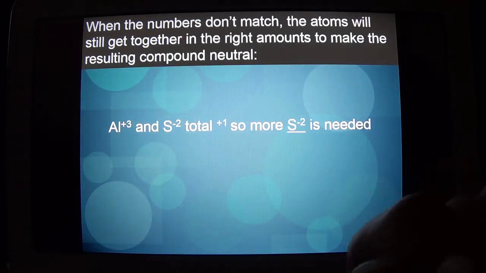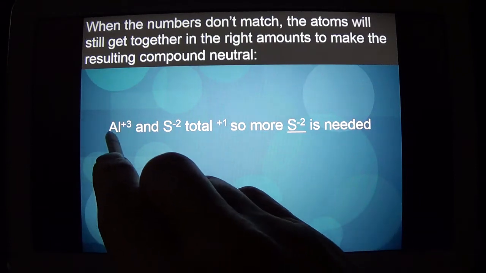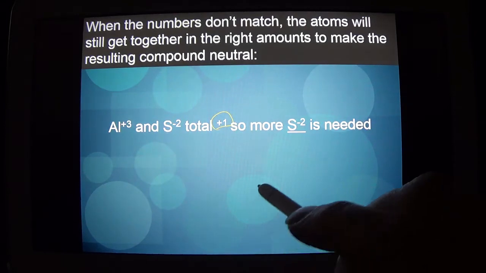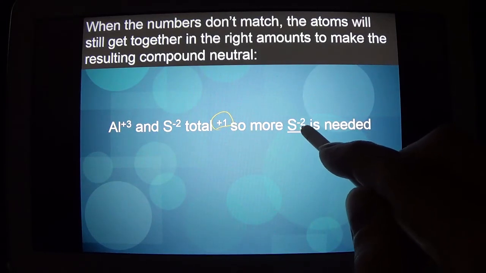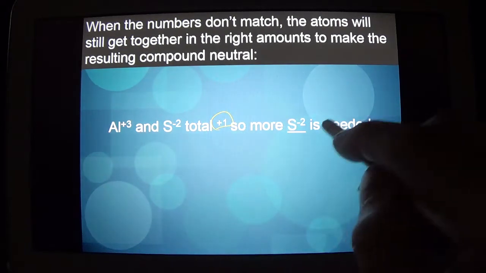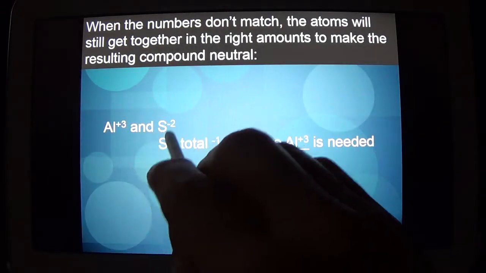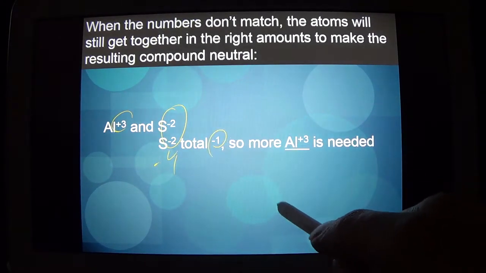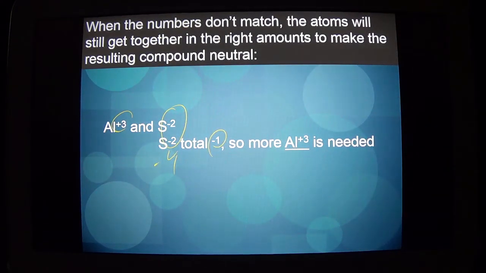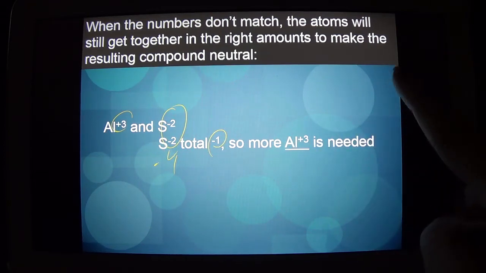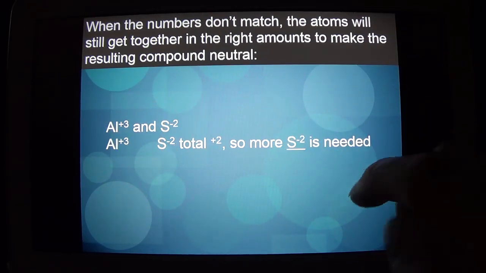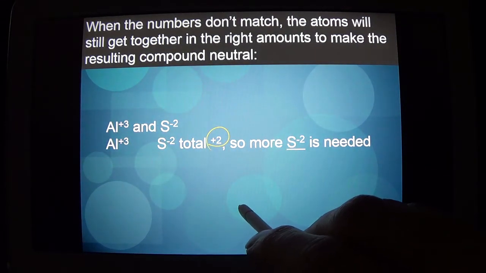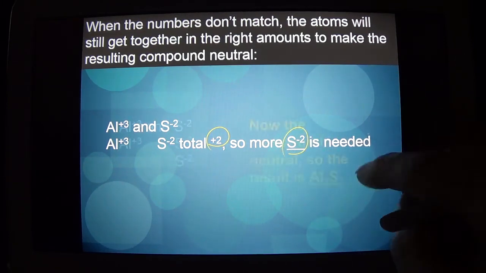What if they're not the same? If I add an aluminum to a sulfur, I still have a positive 1 charge. And you're like, okay, so I need some more negative. So let's add some more sulfur because we have nothing but aluminum and sulfur around. Well, if I add another sulfur, I have a positive 3 and a total now of negative 4. That leaves me with a negative 1 charge. You're like, okay, let's add some more positive. I have aluminum around and sulfur around, so I'm going to add more aluminum. So now in a 2-to-2 ratio, I have a positive 2 charge, so I need some more negative. I'm going to add some more sulfur.